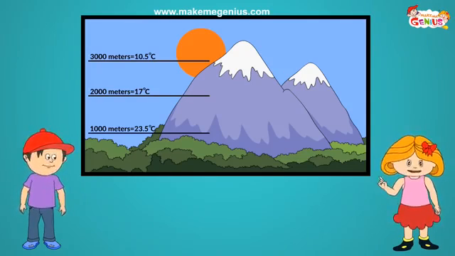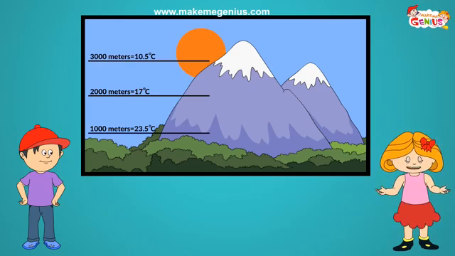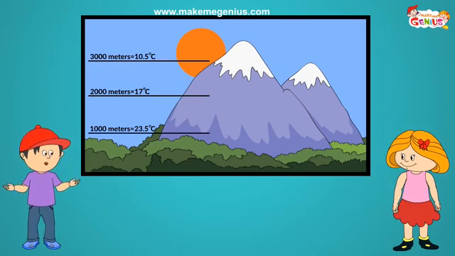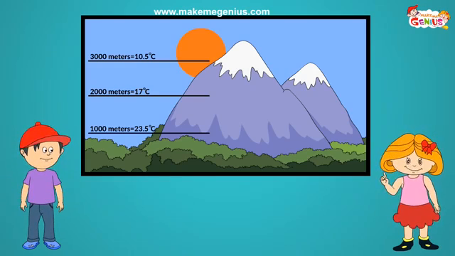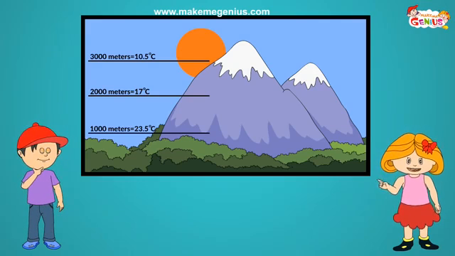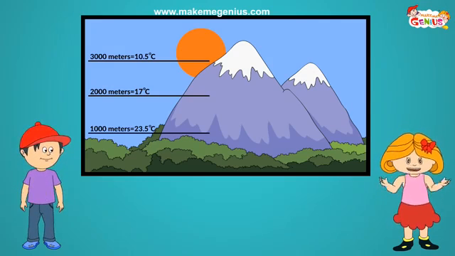Yeah, the direction of sun rays and elevation are two important factors that affect the climate of a place. Are there any other factors? Yeah, there are many, like ocean currents, terrain, etc., but we will study them in the next grade.